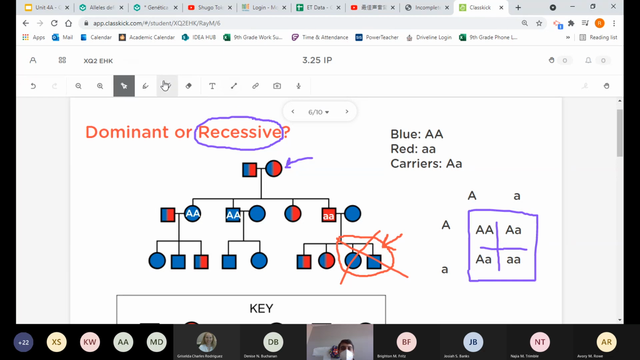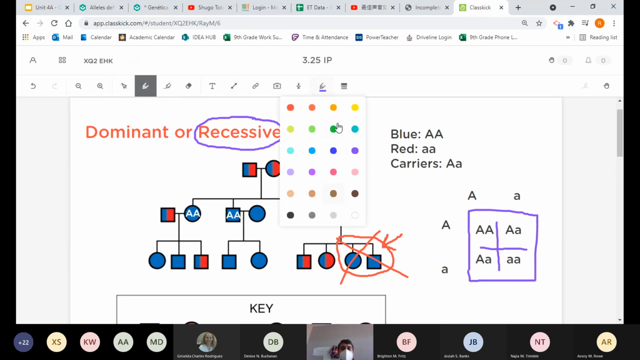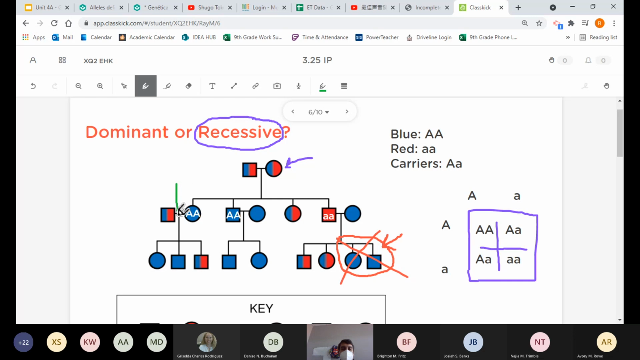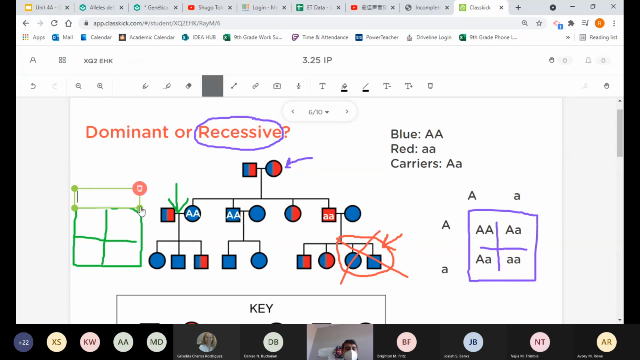Now, let's focus on this cross. Let me use green with this one. Oops. Woohoo. There we go. It feels like it would be so much easier to do this on a keypad, and yet it's so hard.